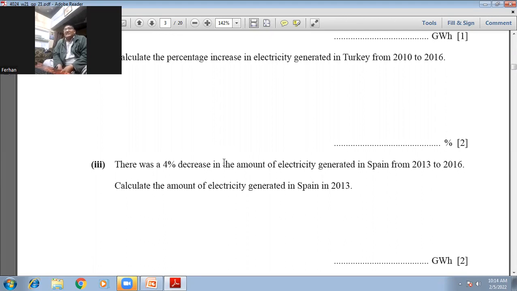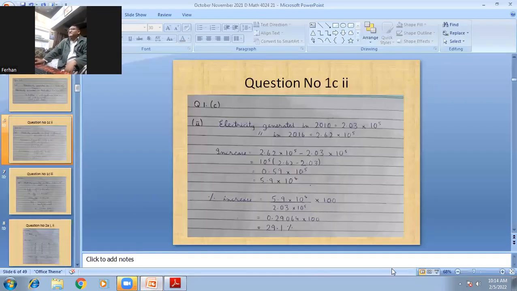And they have told us that whatever was the amount of electricity produced in 2013, there is a 4% decrease in that production. So we suppose that it is X, and X minus 4 by 100 multiplied by X equals the amount of electricity in 2016. So let me show you my work.